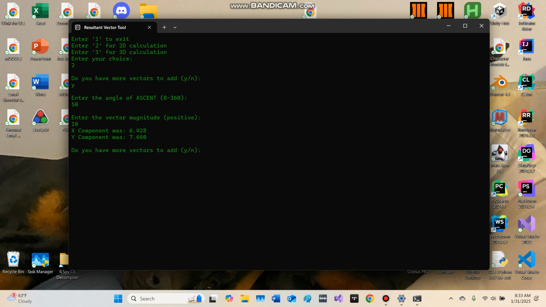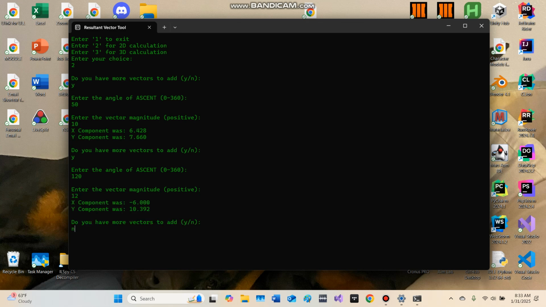And we have another vector we'd like to try. Let's do 120 degrees. This is an angle to the left. This is technically west of north, is what it would be considered. And for the vector's magnitude, let's do 12.